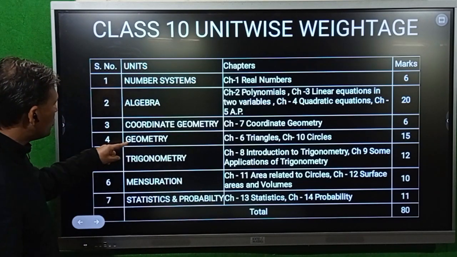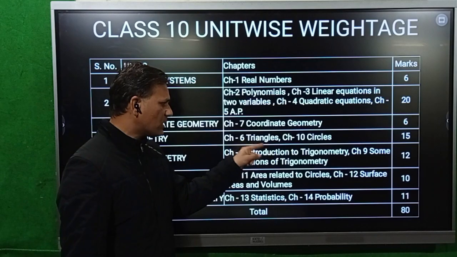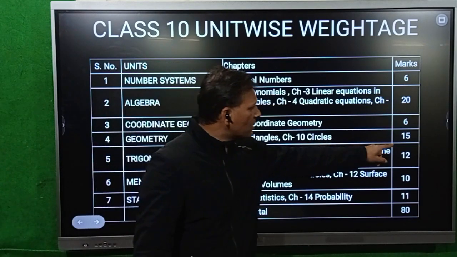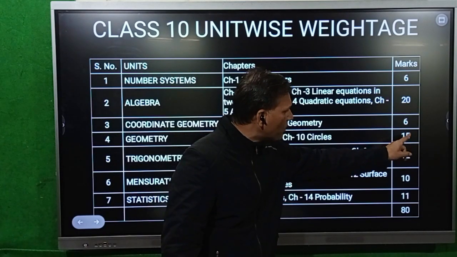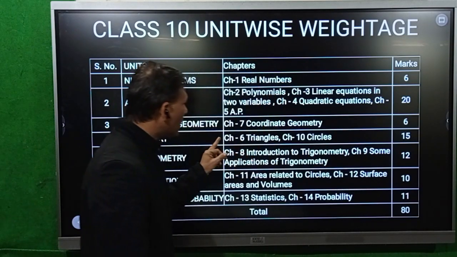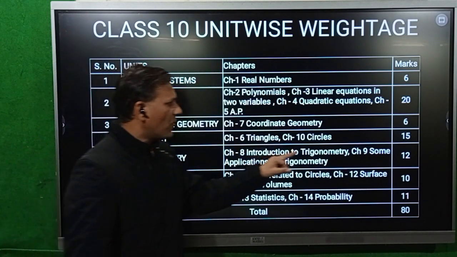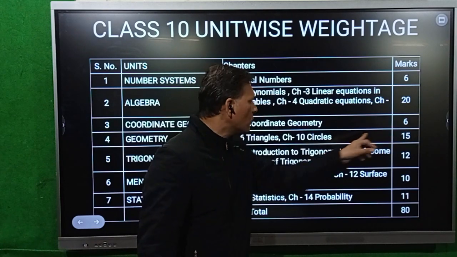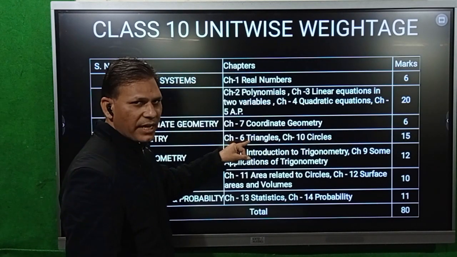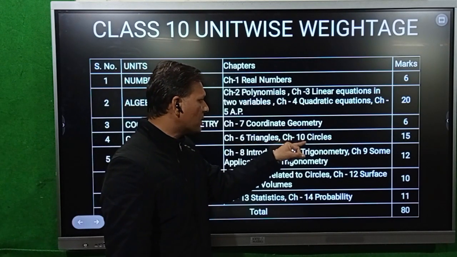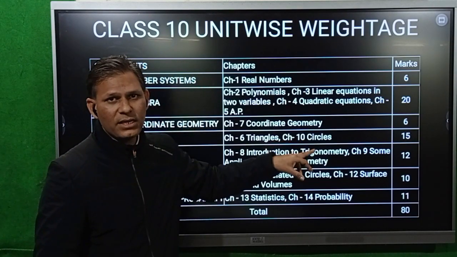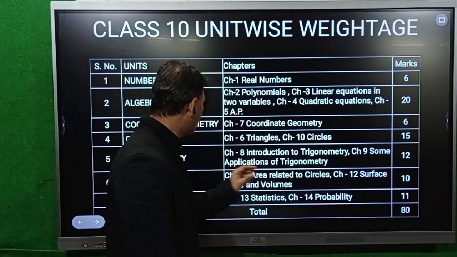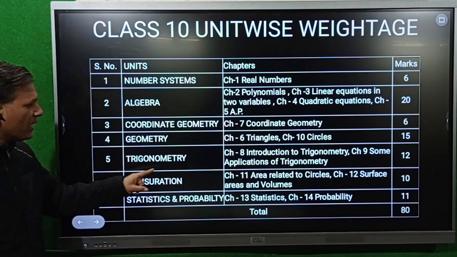Now unit 4, geometry, contains only 2 chapters, triangles and circles, and the weightage given for both chapters is 15 marks. So you will definitely get one question of 5 marks weightage from these chapters. Please cover triangles properly, and chapter 10, circles, you can cover with NCERT and additional questions also. Now unit 5, trigonometry.